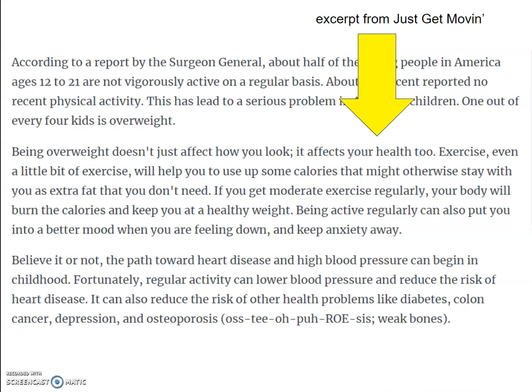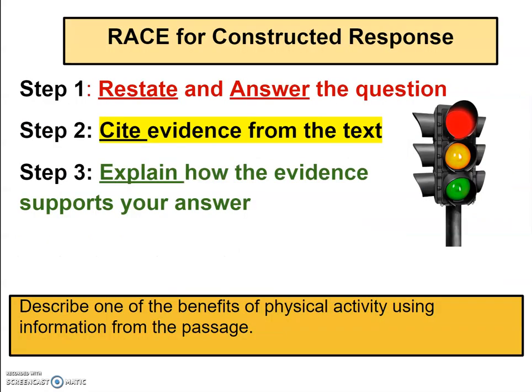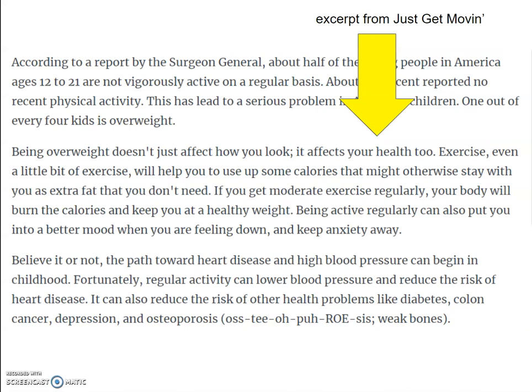So if we consider that particular paragraph from the passage, and then we go back to our question, which was describe one of the benefits of physical activity using information from the passage, one of the things that we can conclude is that regular physical activity can help us maintain a healthy weight. So that would provide one benefit of physical activity, which is what the question asked.